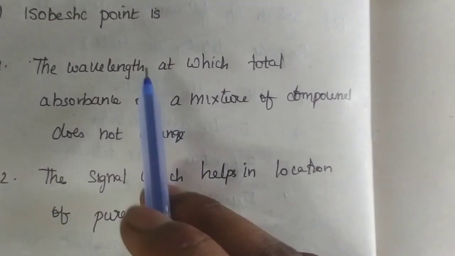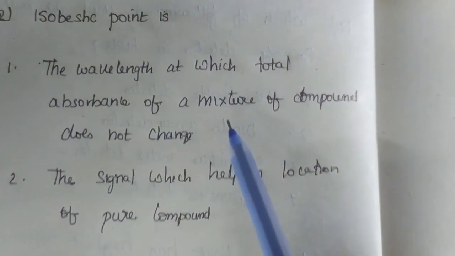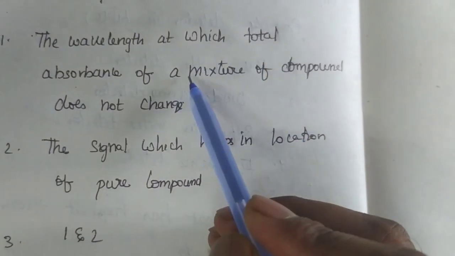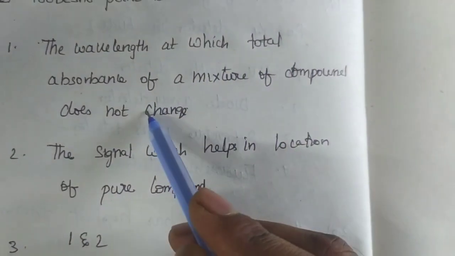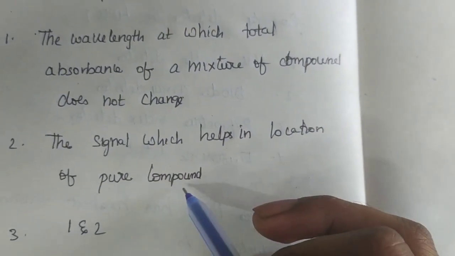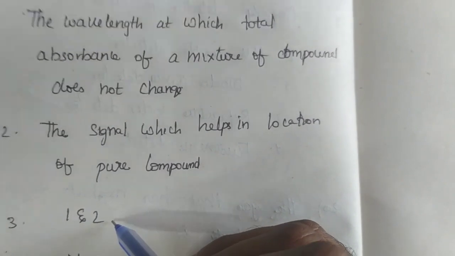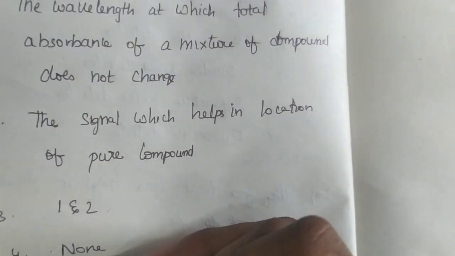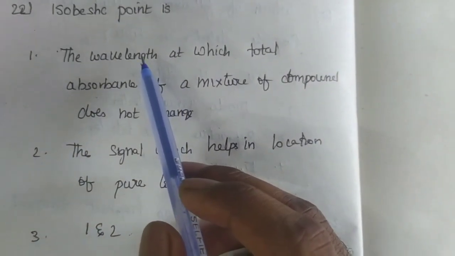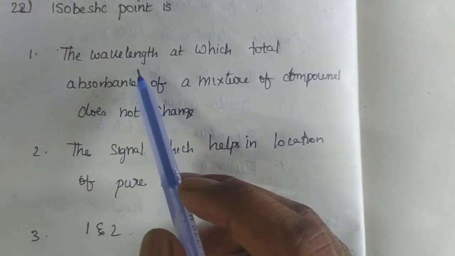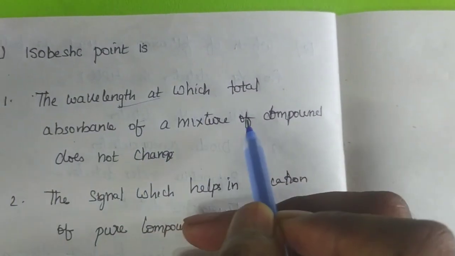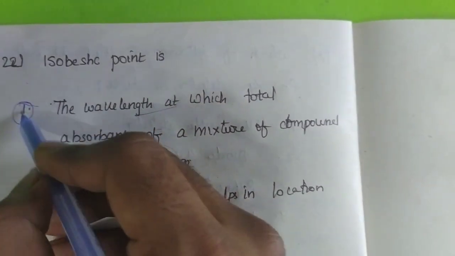Coming to the next question, isosbestic point is. Option 1, wavelength at which total absorbance of a mixture of compounds does not change. Option number 2, the signal which helps in location of a pure compound. Option number 3, 1 and 2. Option number 4, none. The answer is the wavelength at which total absorbance of a mixture of compounds does not change is called the isosbestic point.